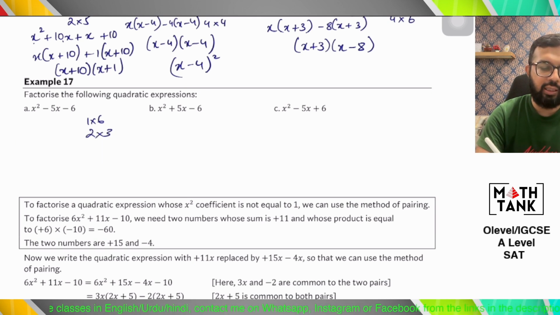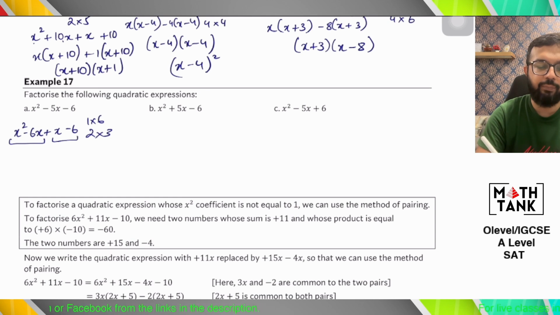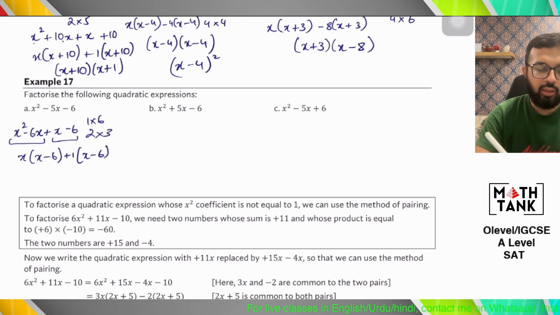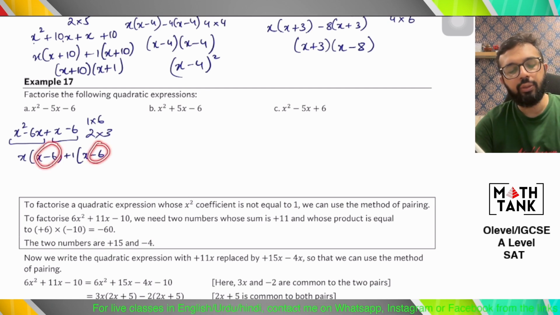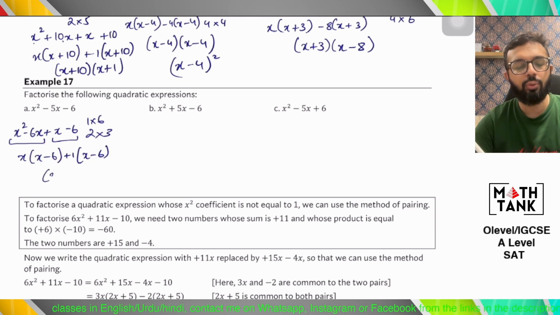6 and 1. Can I arrange 6 and 1 in such a way? Yes, I can do that. Minus 6x plus 1x minus 6. Now do I have pairs? Yes, I have pairs. X minus 6 plus 1 and x minus 6. If you end up picking the wrong pair of numbers, you will realize that these brackets don't turn out to be the same. That is your hint to go back and reconsider what you've done.